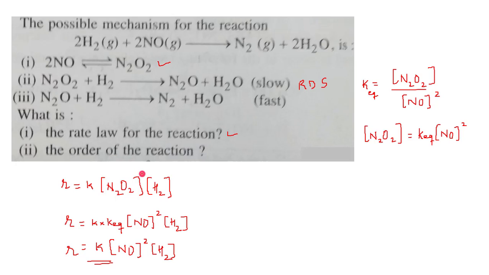What is the order of the reaction? The order of the reaction is the sum of the powers on the concentration terms in the rate law. 2 plus 1, that is equal to 3. This is nothing but the order of the reaction. So this is the way you have to solve. If you are getting an intermediate in the rate law, select the reaction which is under equilibrium, relate it with the equilibrium constant, the product and the reactant concentrations, and find out the intermediate, because as this is the intermediate, you will find out how its concentration is related to other reactants.